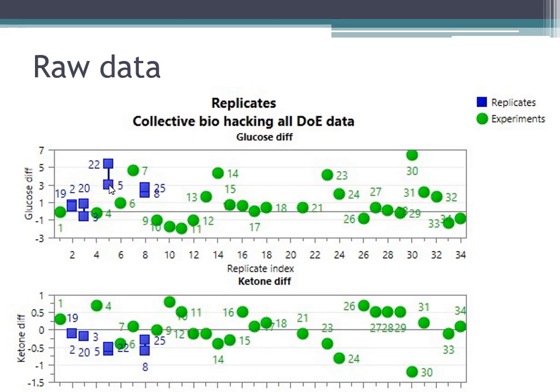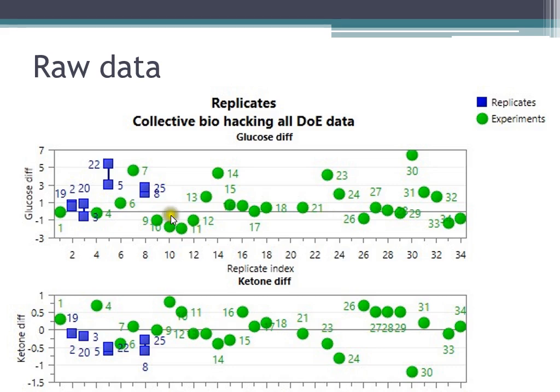This one, number 5 and 22, they are identical. The system recognized that automatically. The design is identical, but the outcome, of course, is not identical. Here you see some larger differences between the individuals. And here they are close together again. Ideally, we'll have this duplication all over here. But now we just have it for 4 experiments.